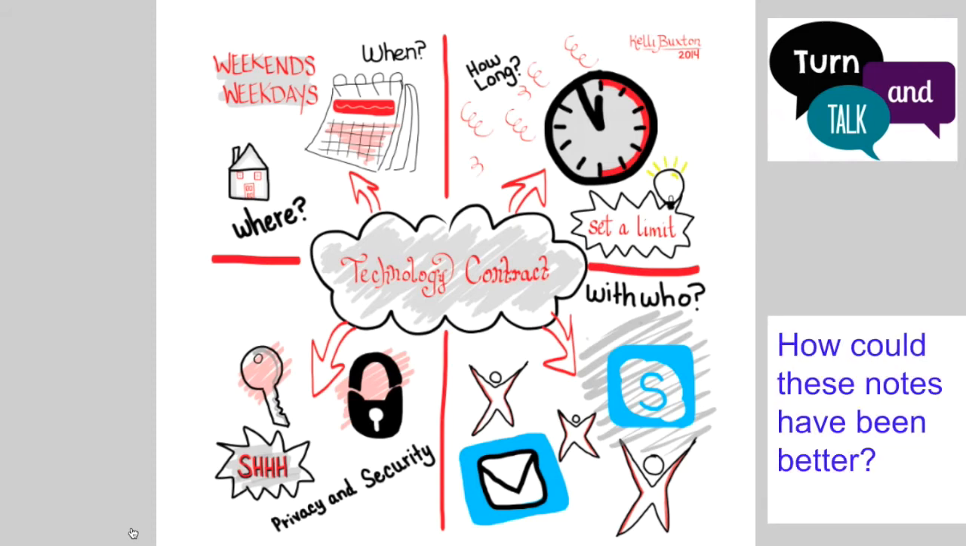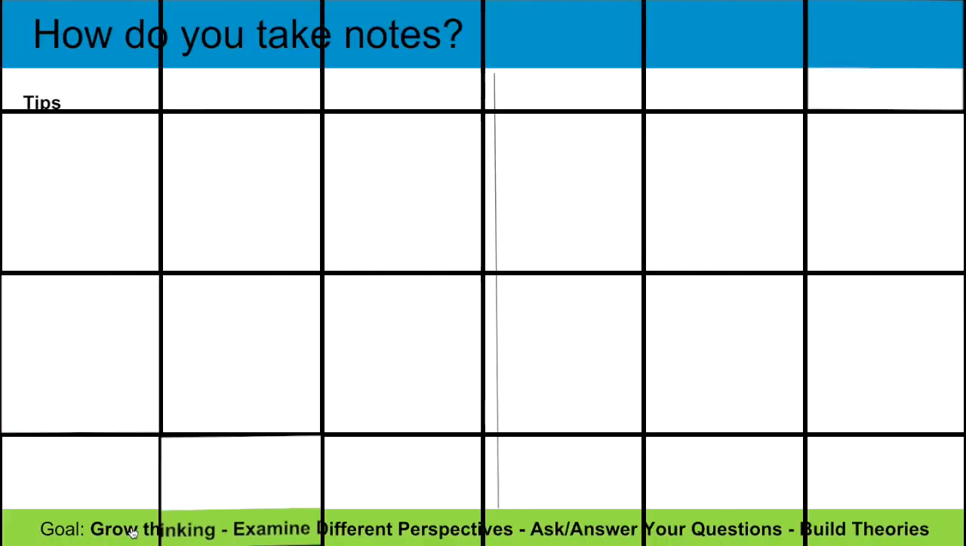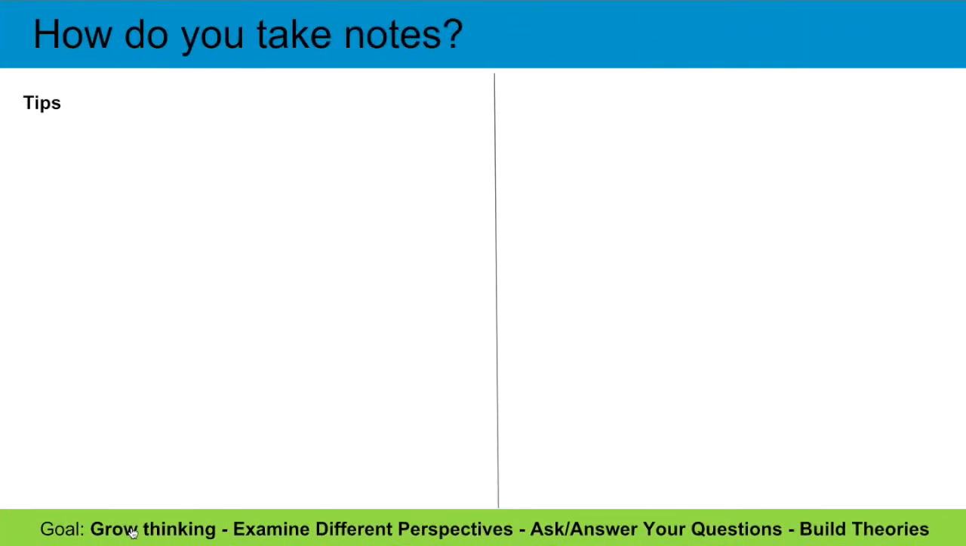Now take a moment and discuss with your partner what this person could have done to make the ideas a little bit clearer with this form of visual note-taking. I'm going to give you some tips here of things to apply to all of your different notes. Number one, collect the source.